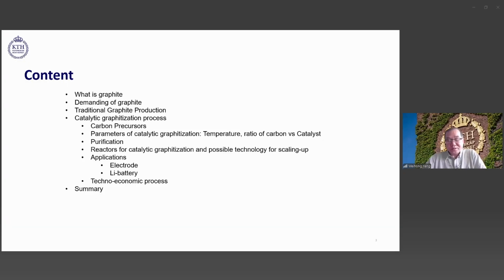I will start simply with what graphite is, what the demand is, how it is produced today, and what we are going to do to convert carbon materials from biomass to graphite. Of course, it is not only one step. It involves which kind of feedstock, how we control the parameters, and finally the purification. The key issue of this technology is how to scale it up, that is the reactor, and I will shortly summarize.